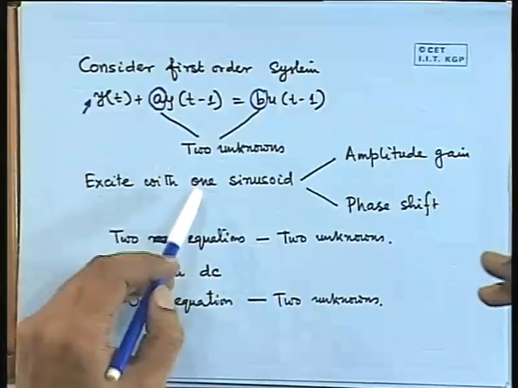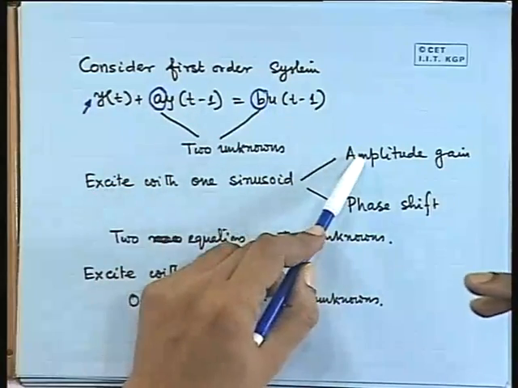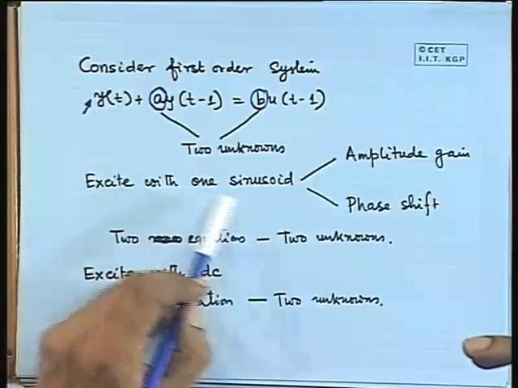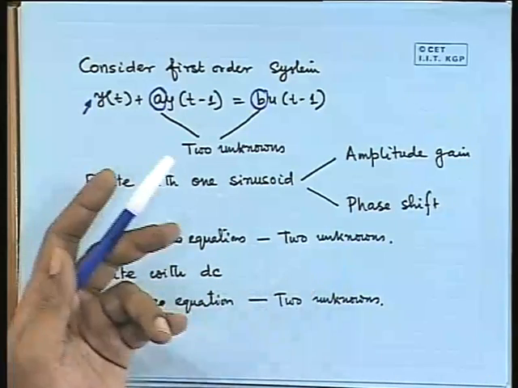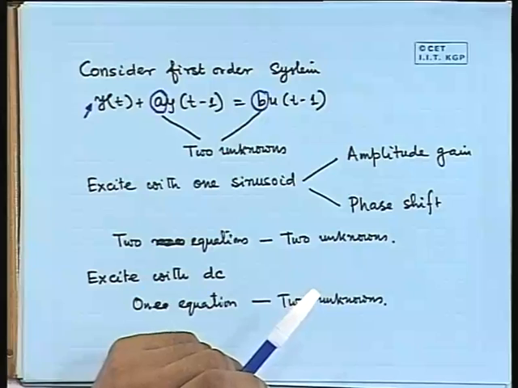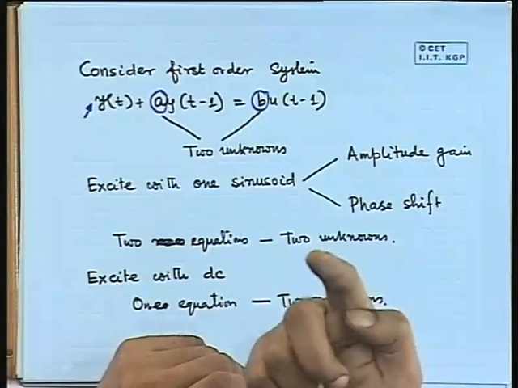So you will find a formula in terms of A and B for the gain, and a formula in terms of A and B for the phase. So you have two equations and two unknowns, so you will solve. That is how you will get A and B. So if you excite a first order system with one sinusoid, you get enough equations such that you can solve it. If you excite it with DC, will you be able to solve it? You will get only one equation and you have two unknowns, so you cannot solve it.